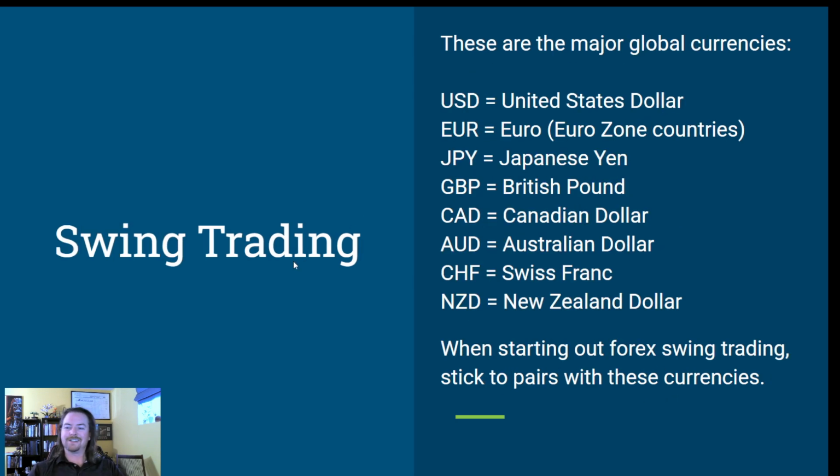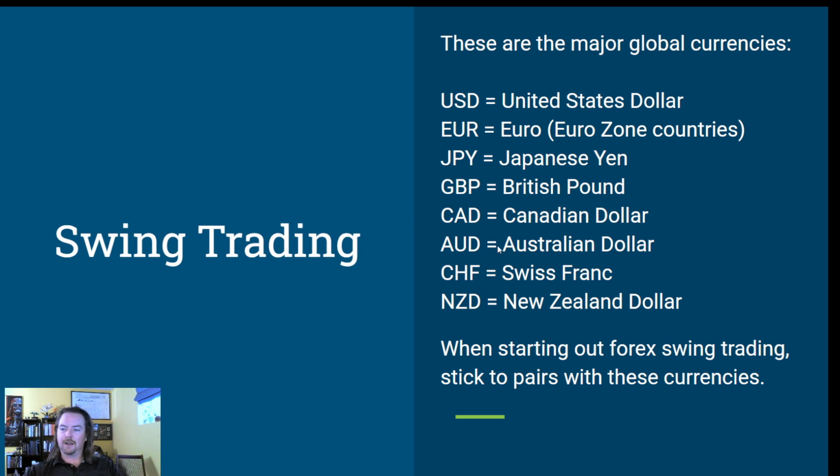For swing trading, these are the major global currencies. When starting out with Forex swing trading, I would stick to currency pairs that involve these. These are heavily traded, the most used currencies in the world. They're called the majors. And so we have the US dollar, the euro, the yen, the pound, the Canadian dollar, Australian dollar, Swiss franc, and New Zealand dollar. A currency pair always has two currencies in it, so you'd trade a mix of these. So maybe it's the euro US dollar, maybe it's the euro JPY.